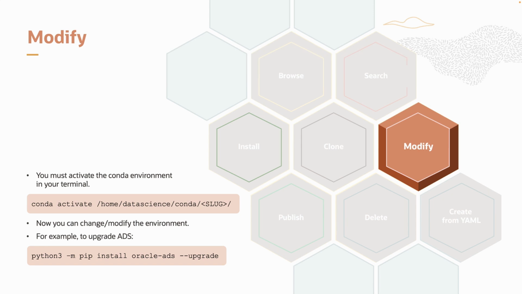So for example, if I wanted to upgrade ADS to the latest version, I would do conda activate and then the path to the Conda environment that I want to change. And then I would do python3 -m pip install oracle-ads --upgrade. And this would upgrade my version of ADS.